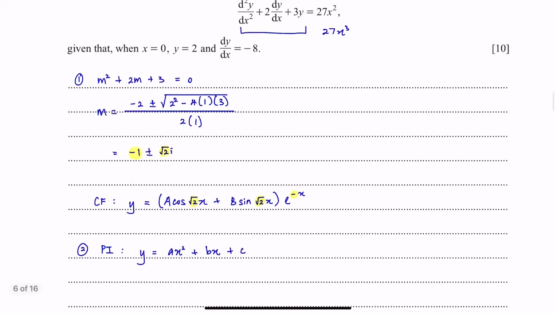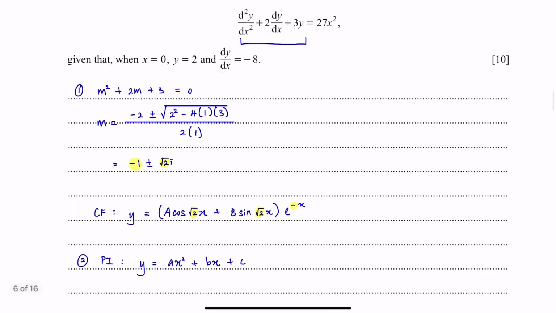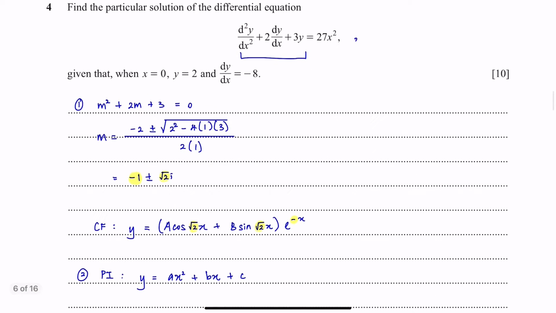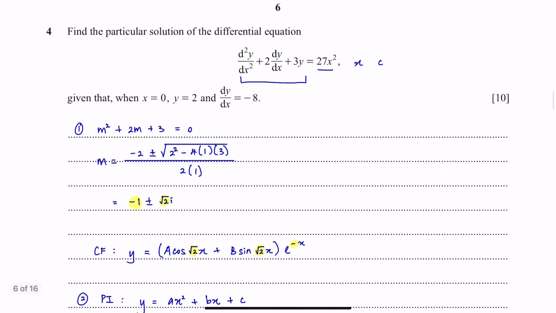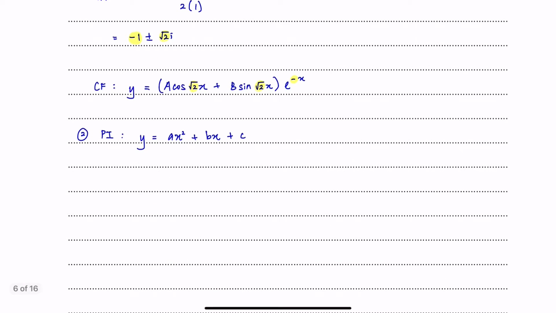Okay? So take note that even though there's no x and constant in this equation, we still need to write these two out. We cannot just ignore them. So now we differentiate y and get 2ax plus b. And we differentiate it again, and we will get 2a.